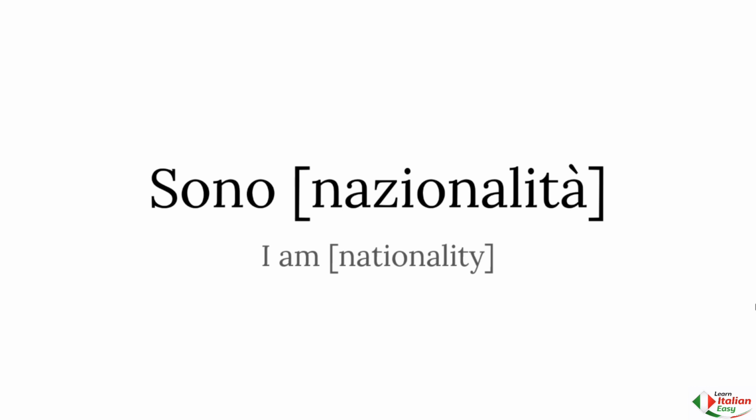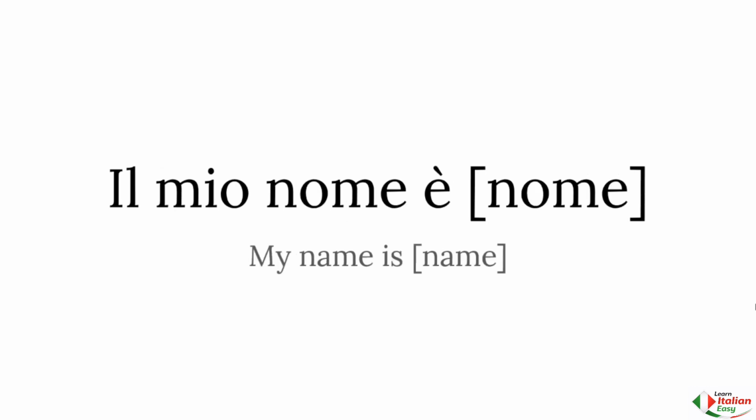So, how to express your nationality? As in English, we just use the verb to be, and now you're able to use it. So, I am Italian, in my case, sono italiana. Why did I say italiana? Because I am a woman. If I were a man, I would have said sono italiano. Okay? Italiana, women. Italiano, man. Okay? Perfect.